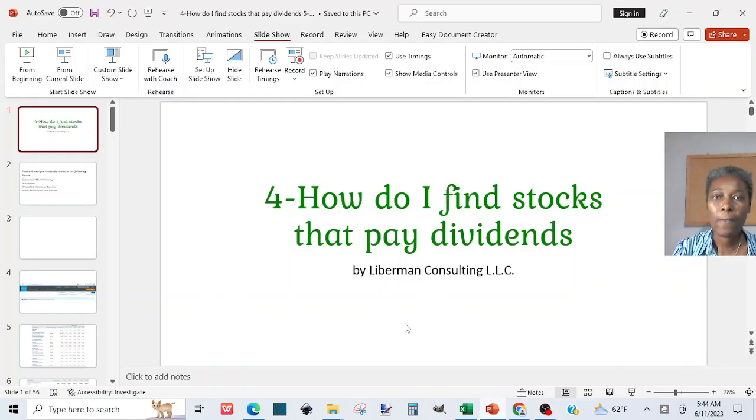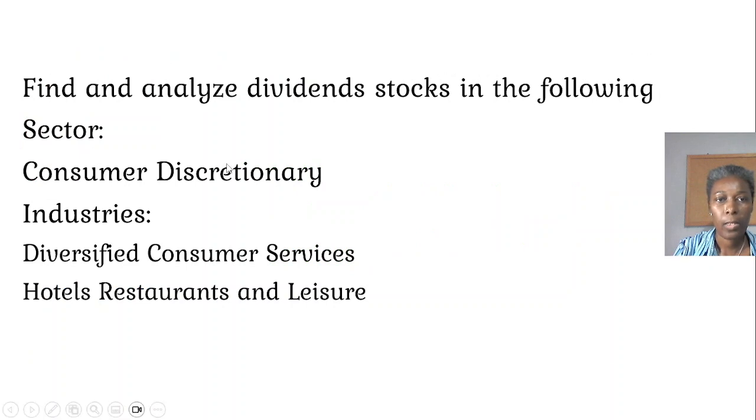Hello, how do I find stocks that pay dividend? We are going to search dividend stocks in the consumer discretionary sector in the following industries: diversified consumer services, and hotel, restaurant, and leisure.